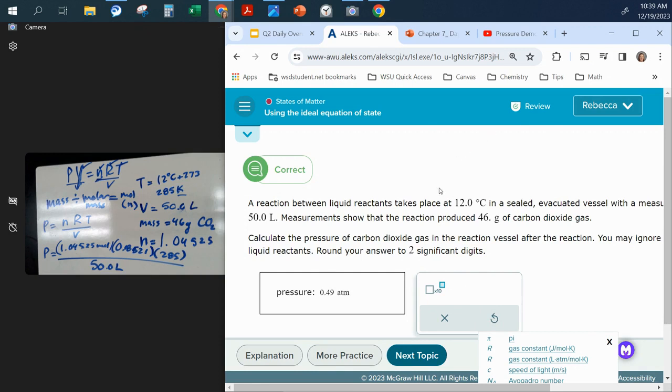Okay. Well, we've got 25 minutes. Do you want to do another one of these? Do you want to do another problem? Is the hard one finding volume? The hard one is finding temperature.